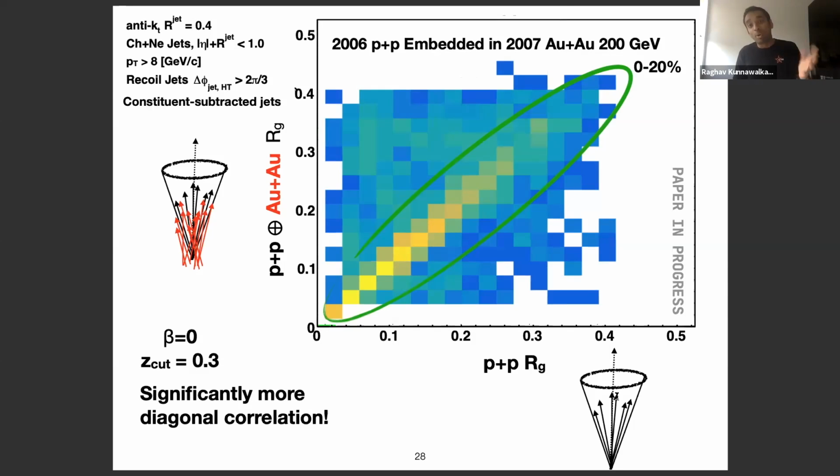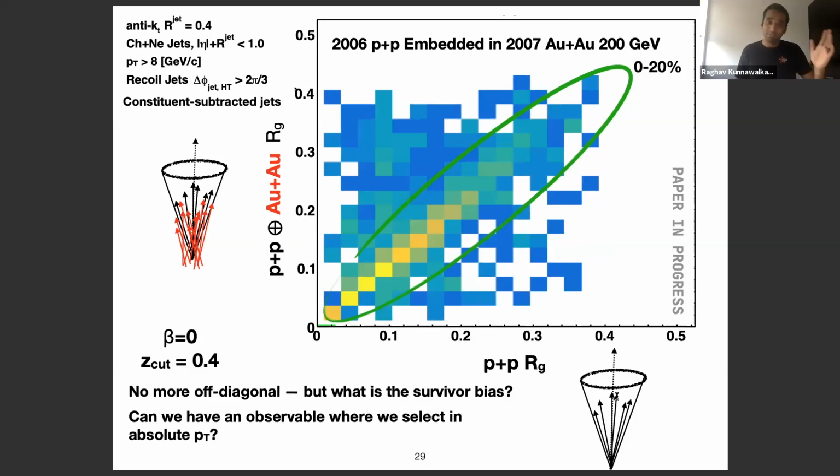So Z cut of 0.3, okay? You kind of recover diagonal structure. This could be unfoldable, right? You can remove detector effects. Again, why not stop there? Let's go crazy, right? Z cut of 0.4. So extremely extreme cuts on the jet, and you can see, well, you have a very nice diagonal. But now the question is, what is the survivor bias in this sample?